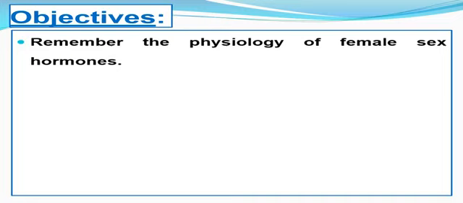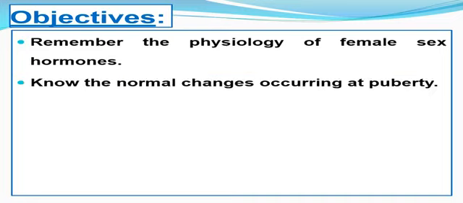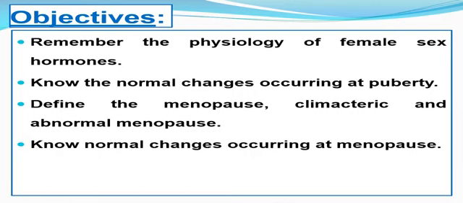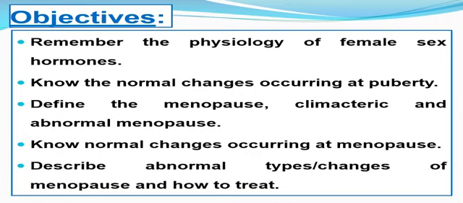Let us remind you about the physiology of female sex hormones, and the normal changes occurring at puberty. Define menopause, climacteric and abnormal menopause, and the normal changes occurring at menopause. And lastly, describe abnormal types or changes occurring at menopause and how to treat each of them.